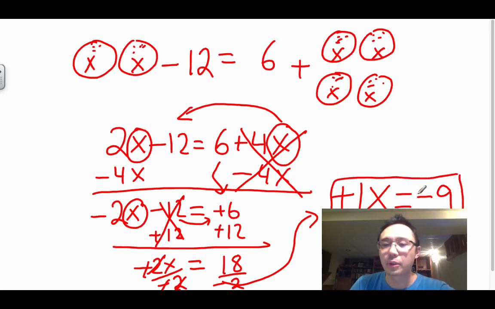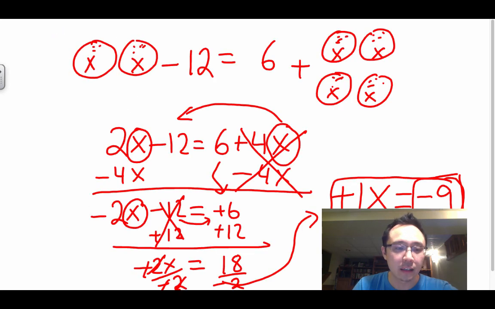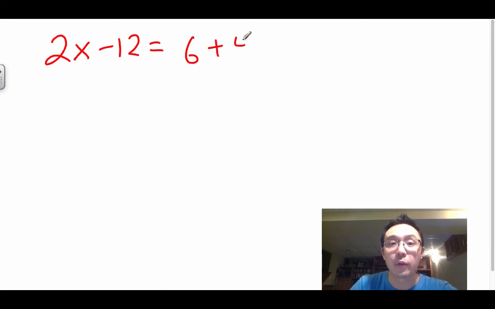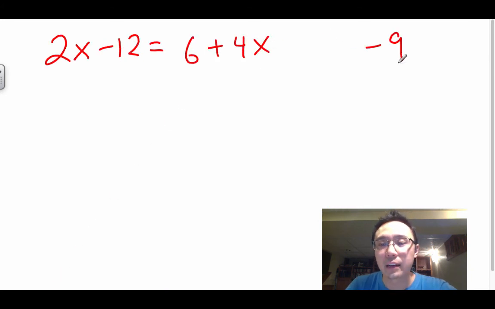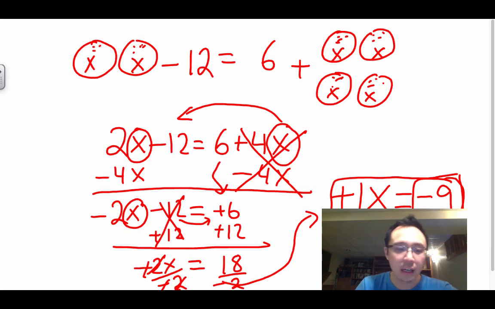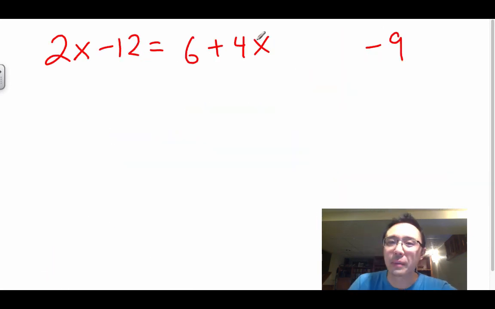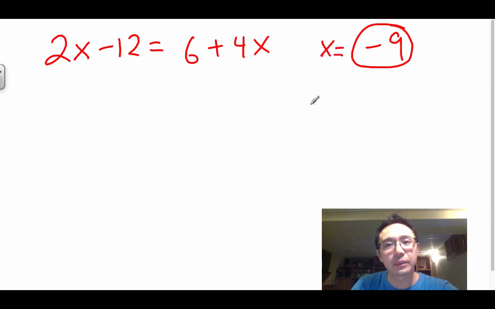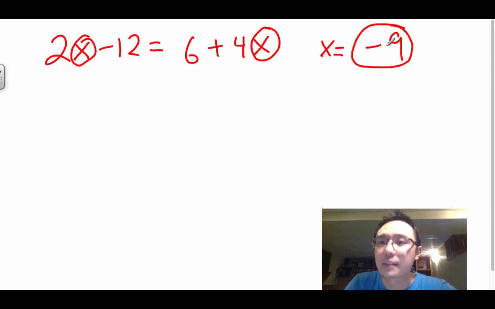You can always double check this by substituting this number back in wherever you see the x. So if we were to use this example, you would have 2x minus 12 is equal to, I think it's 6 plus 4x. What we solved was negative 9, right? That was our answer right here. In order to double check this, this is actually the best part, because you can always guarantee that you got your answers right on the test. Wherever you see an x, because this is saying that x is equal to negative 9, you're going to substitute this negative 9 in there.